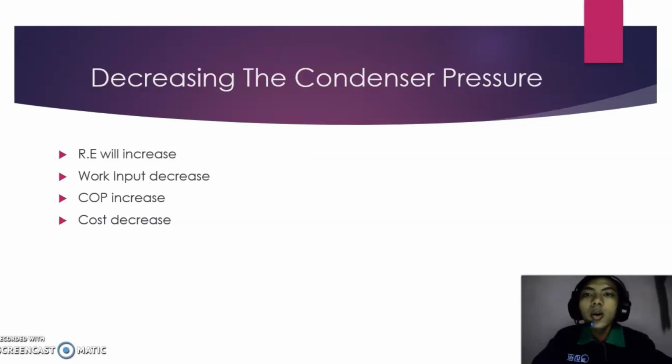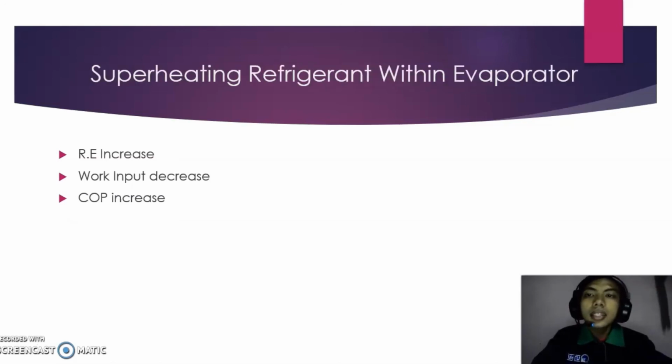Next, we need to decrease the condenser pressure. Same as before, the refrigerant effect will increase, but the work input will decrease. The COP will increase because the refrigerant effect also increases, and the cost is lower. Next is superheating the refrigerant within the evaporator. The refrigerant effect will increase, the work input will decrease, and the COP increases.